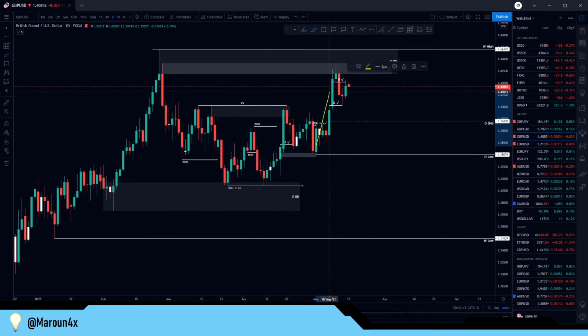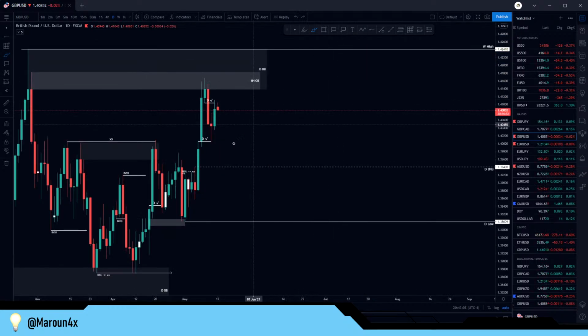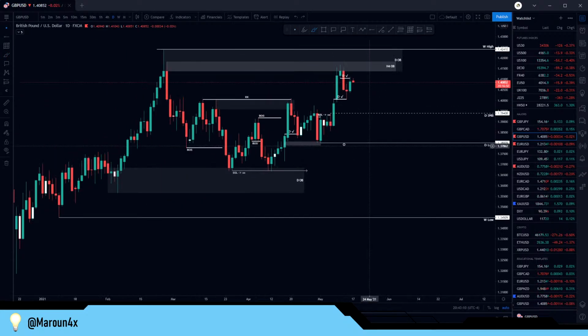Some people might have seen this as a break and retest from this level of resistance. However, the way we read the market, this was a rebalancing. This was just rebalancing the price, right? And we're seeing a reaction off of it. This doesn't mean price is just going to continue up. There is still room to rebalance lower.